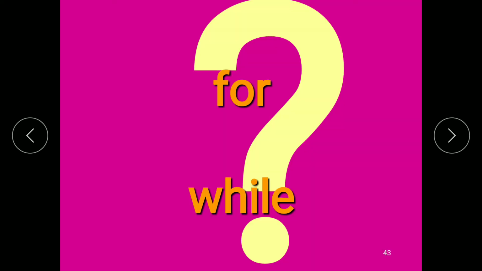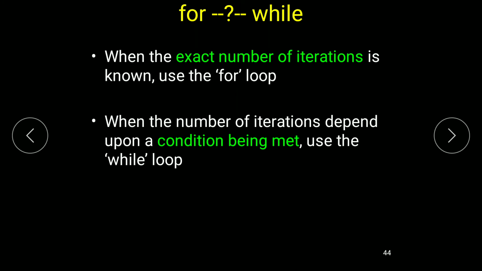Okay, next, what is the for loop? Why do we use for loop and while loop? I already told you before. When the exact number of iterations is known, use the for loop. When the number of iterations depends upon the condition being met, use the while loop. What is the while loop? We will learn afterwards, then you can understand my point.